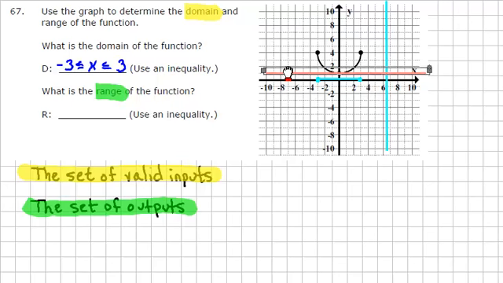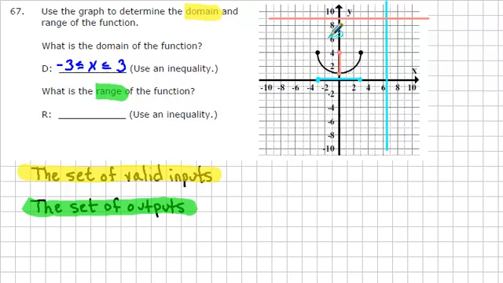As we slide the line up, we see that 2 is an output, 3 is an output, 4 is an output, but 5 is not. Only the numbers between 1 and 4 are outputs. So on the y-axis, we saw that 1 was our first output and 4 was our last output. We want to include both 1 and 4.